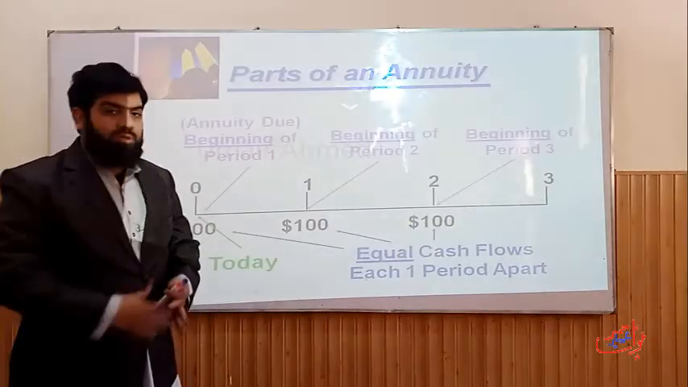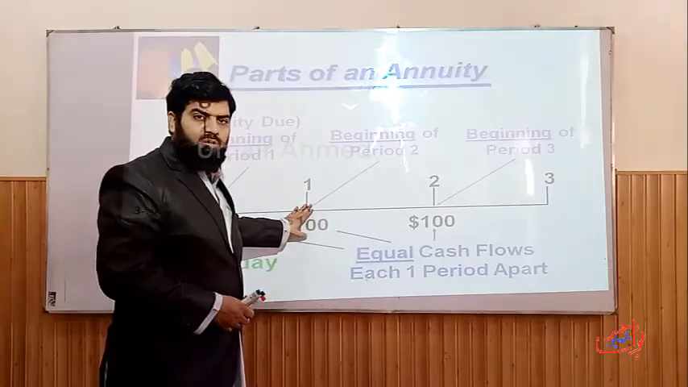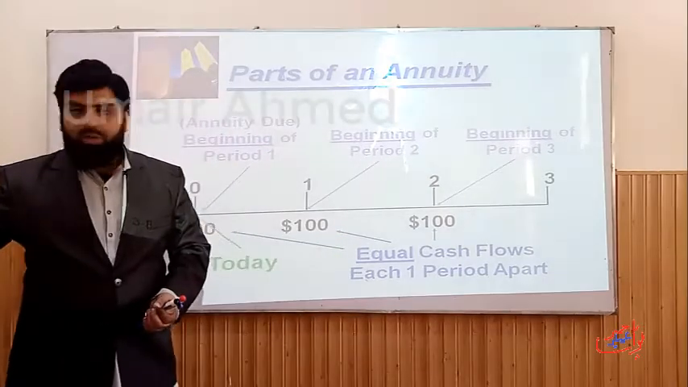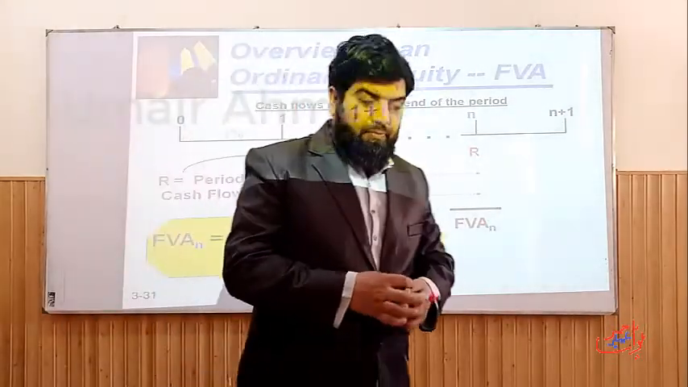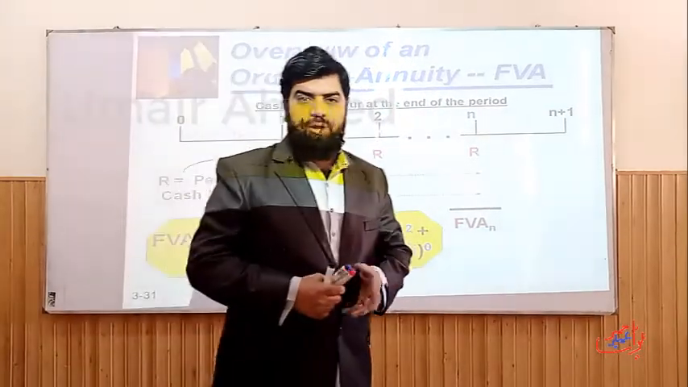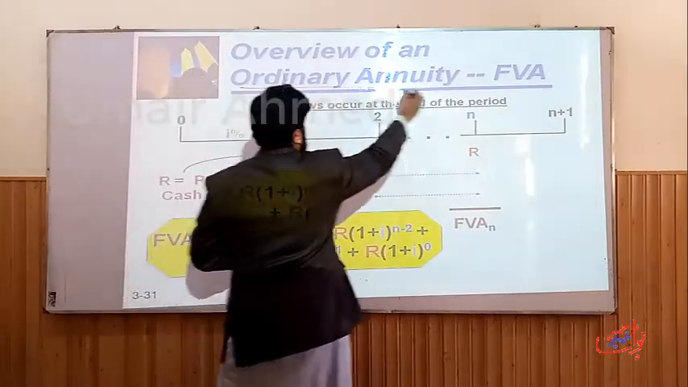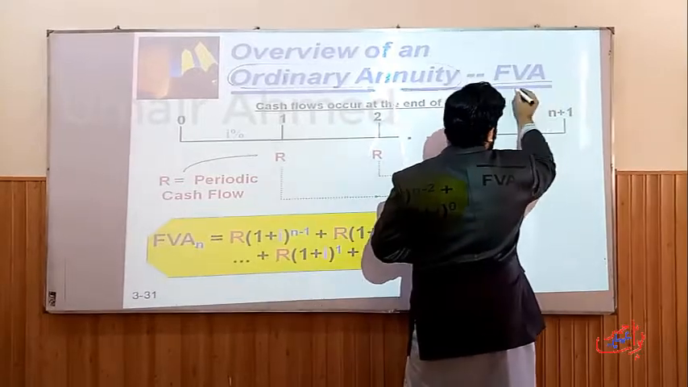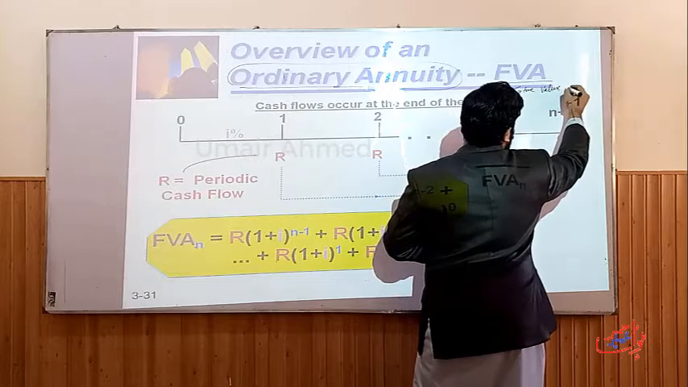Similarly, we discussed annuity due, where we receive or pay payment at the beginning of each period, while it also has an equal series of payments. Now today we have to discuss the formulation of annuity, through which formula we can calculate the annuity. First of all we have ordinary annuity, and in ordinary annuity we have future value annuity.